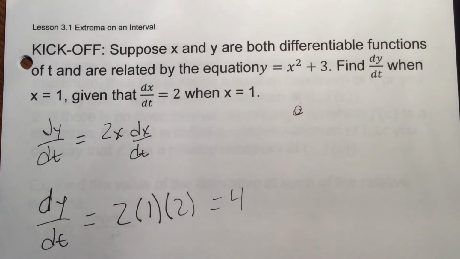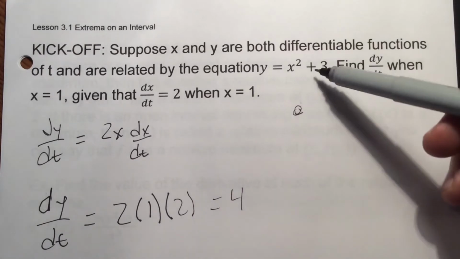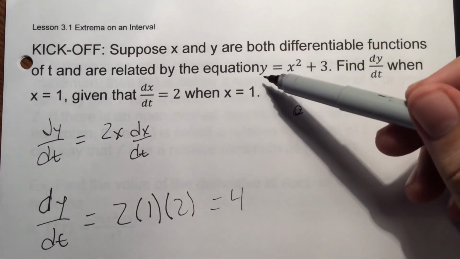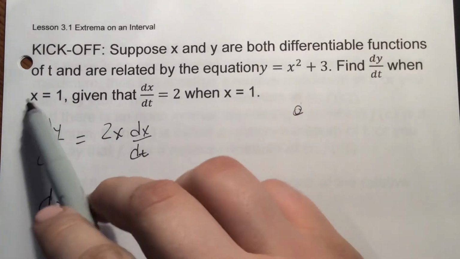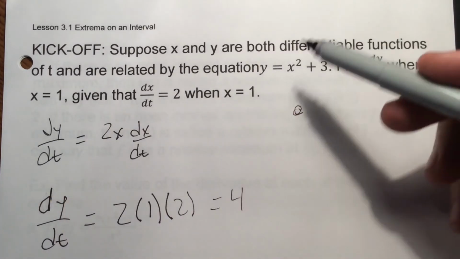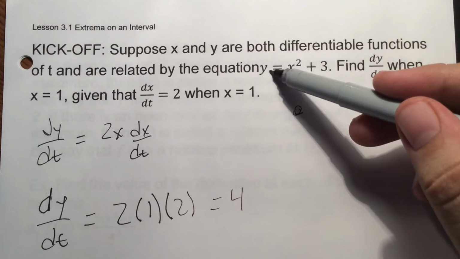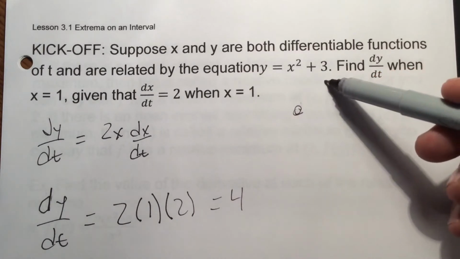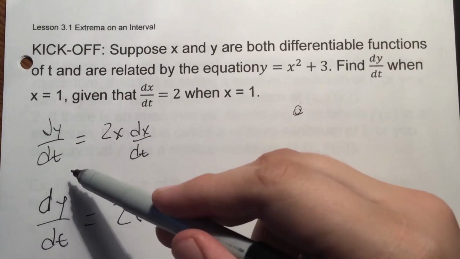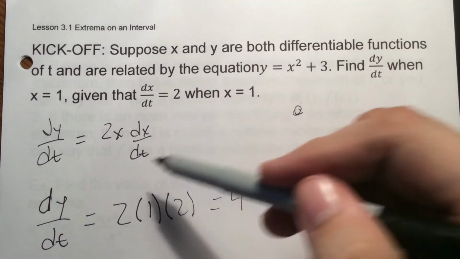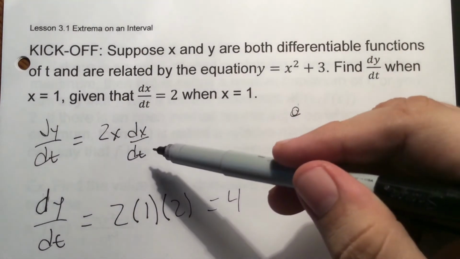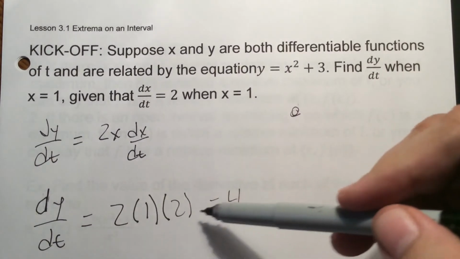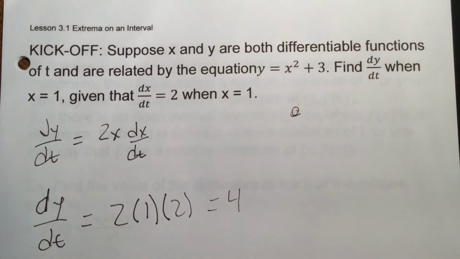So for the kickoff, you're pretty much going to take the derivative of the equation. Remember, since we are doing this in terms of t, anything with a y will get a dy/dt, and everything with an x will get a dx/dt. So when you do this derivative, you'll end up with dy/dt equals 2x dx/dt. The 3 goes away because its derivative would be 0. And then you're just plugging in the values and solving from there.